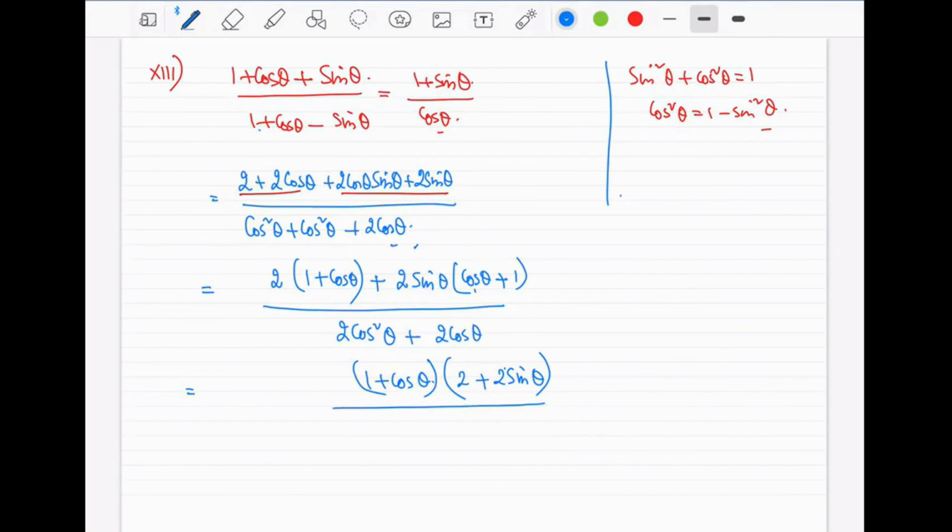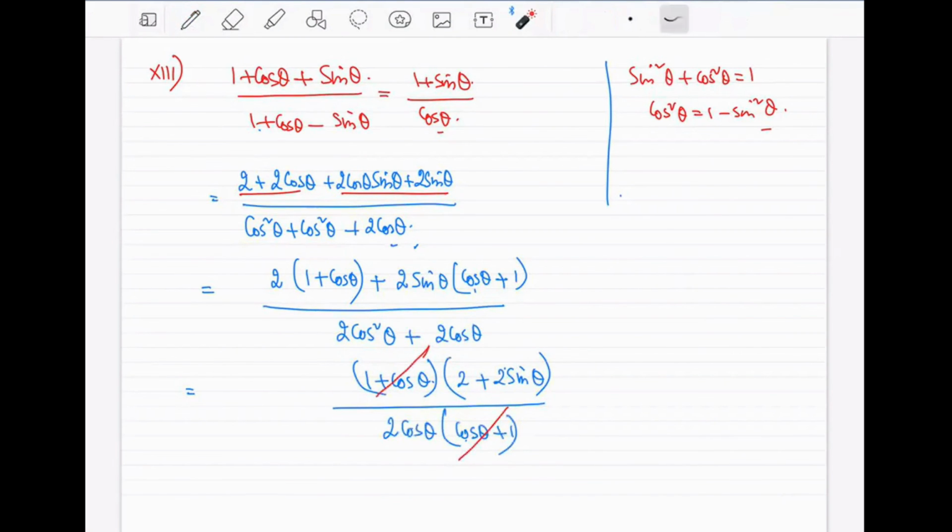What about the denominator? Denominator, 2 cos square theta, 2 cos theta. There are 2 and 2 in both of them, cos square theta and cos theta. So I can take out common factor cos theta from both, and 2 from both. What is remaining from the first one? Cos theta is remaining, right? Because there are 2 cos thetas in there. What can be canceled out? This and this are the same in the numerator and denominator. So I can cancel out this and this.